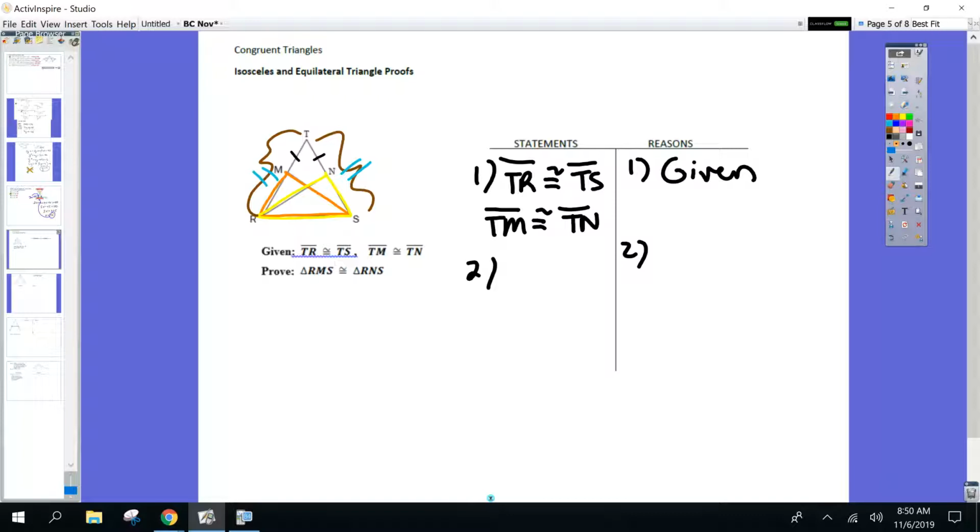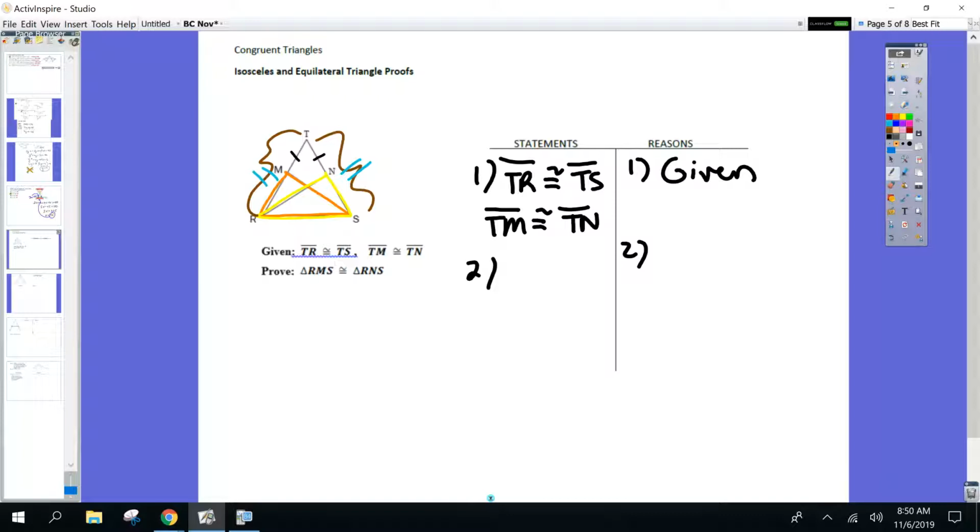Okay, does everyone see the overlapping triangles? First thing I'm going to ask, and this is the first thing you should check on your own: do I have any full sides or angles given, from the givens only? Okay, ready? Is TR and TS full sides in the triangles I'm trying to prove congruent? No.